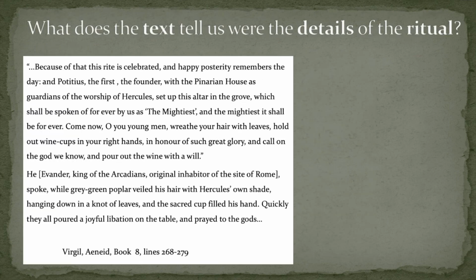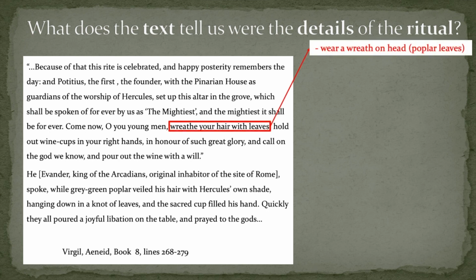So what does the text tell us with the details of the ritual? Did we spot those? So first of all, wreathe your hair with leaves. That's something you need to do. So Romans and Greeks were quite keen on wearing wreaths of different types of leaves on their heads in order to symbolise something. The most famous of these are probably the laurel wreaths, and they symbolise victory, and that's why they would wear them after they'd won games, and why later on that became a symbol of the Caesars, the laurel crown. This is a poplar crown.